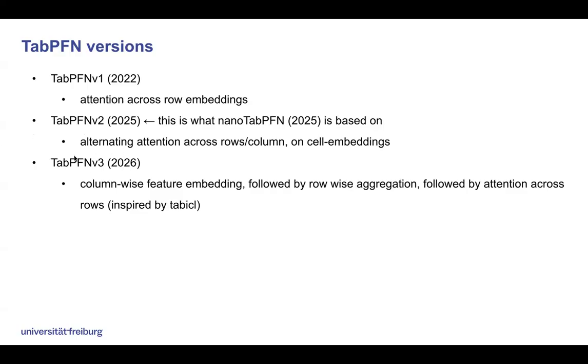Now in TabPFN v3, which was released very recently, we first embed the cells in a column-wise manner, so they attend to the other entries in the same column in order to compute their embedding. And then once we have that, we do row-wise aggregation, and this gives us a row embedding, and there we do, like in TabPFN v1, a one-dimensional attention again. And this was inspired by Tabical, which is another competitor to TabPFN, which is also a tabular foundation model.